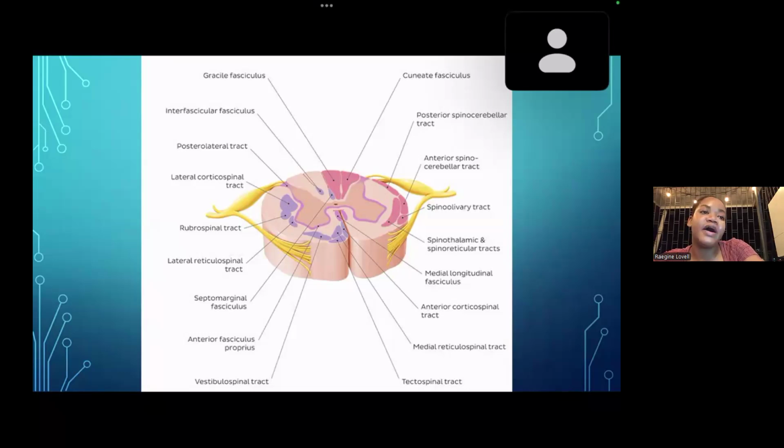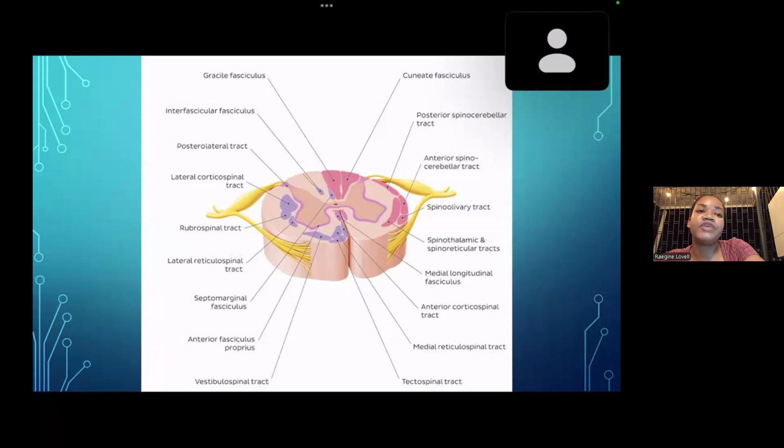Now, the descending pathways are formed of efferent fibers that carry motor information from the brain or brainstem to the effector muscles. They are functionally divided into two groups. There's pyramidal, which is responsible for voluntary movements, and extrapyramidal, which is responsible for involuntary movements.